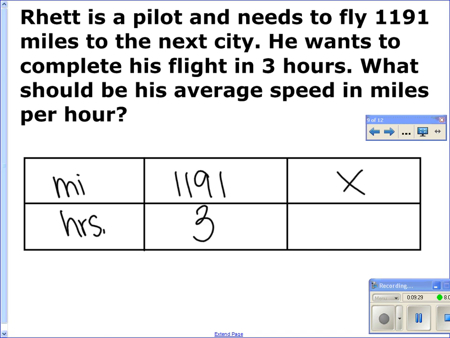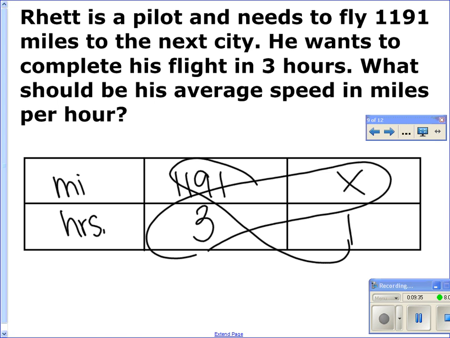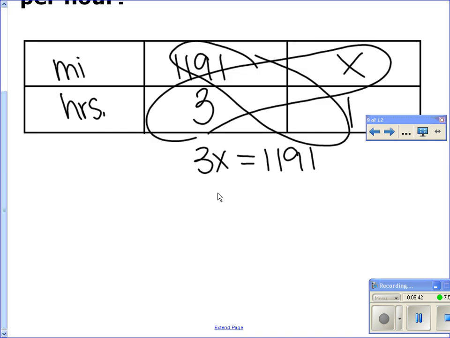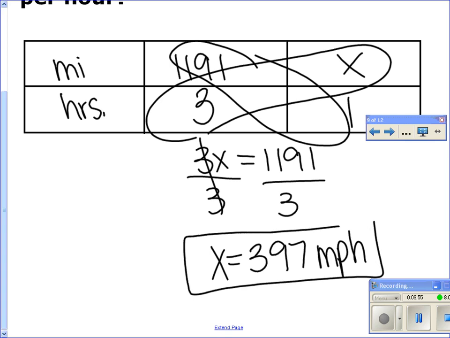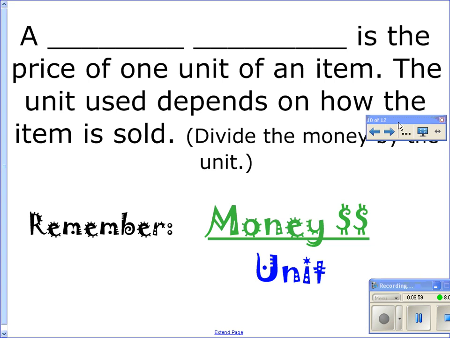We do not know how many miles it takes in 1 hour. We're going to cross multiply. So our equation that we get when we cross multiply is 3x equals 1,191. Divide both sides by 3. 3's cancel. So x equals 1,191 divided by 3 is 397 miles per hour. Remember to always label. That was it for unit rates.